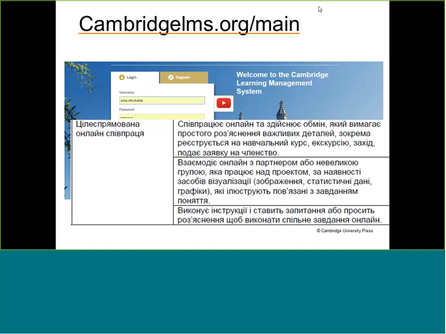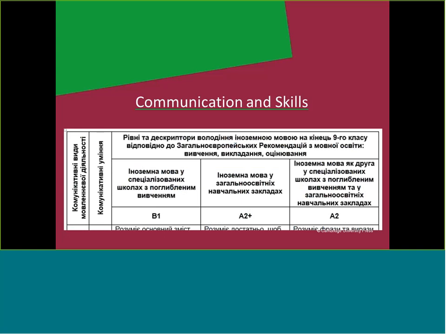And talking about communication and skills provided in the program. They need to have B1, A2 plus, and A2 at the end of the ninth form. We'll be talking about this and how it works in the ninth form.